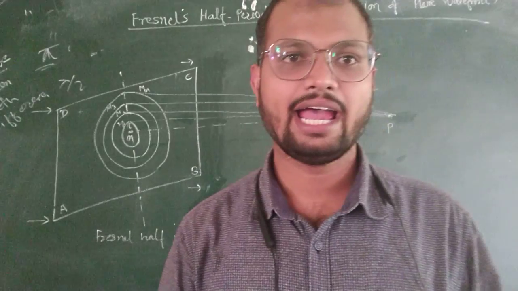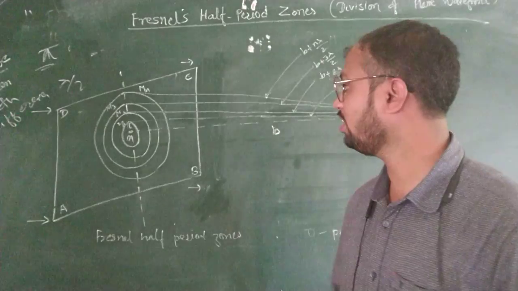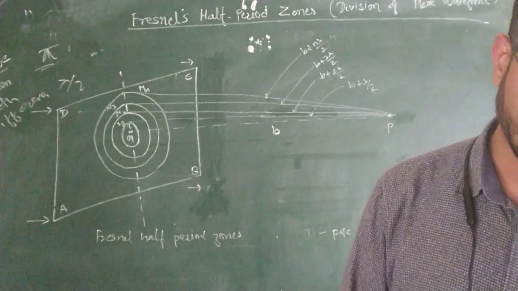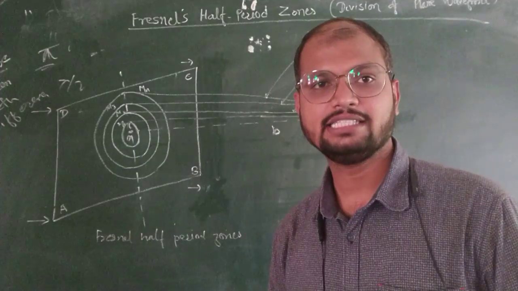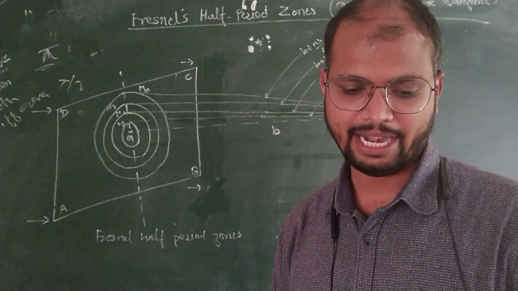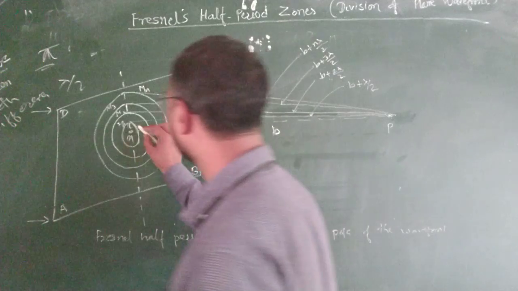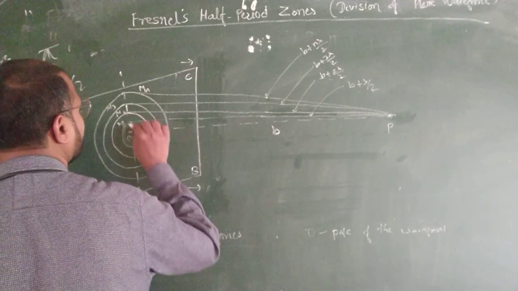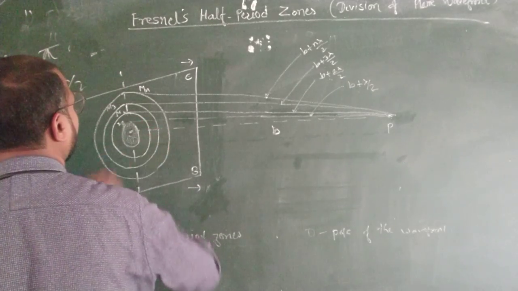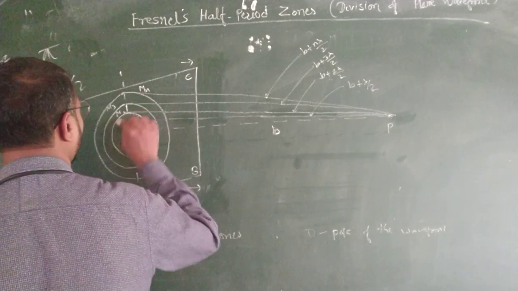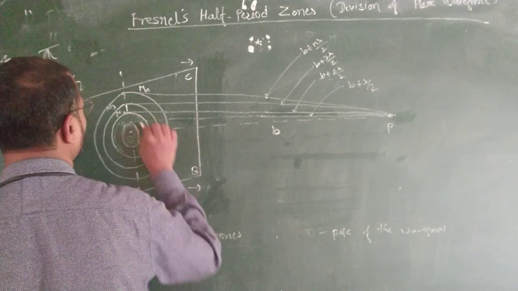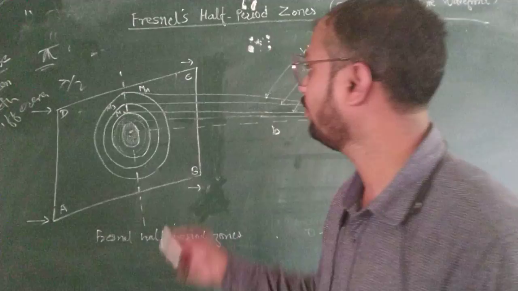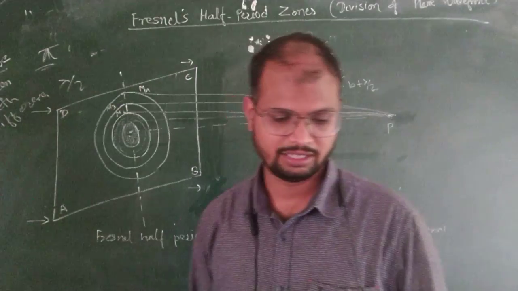The area enclosed by the first circle M1 is called the Fresnel first half period zone. So the area covered by the first circle is called the first half period zone. M2 covers this area, so this is the second half period zone. M3 covers this, so this is the third.